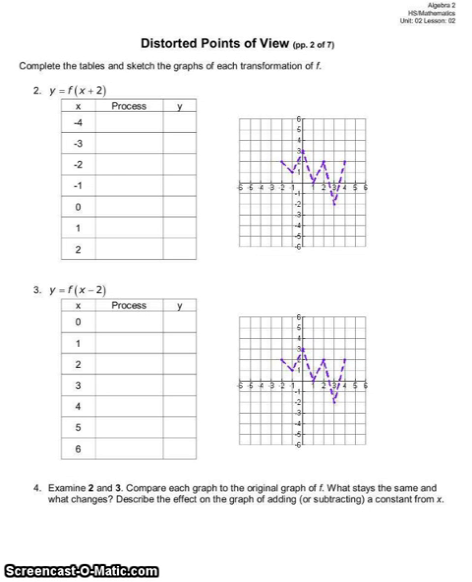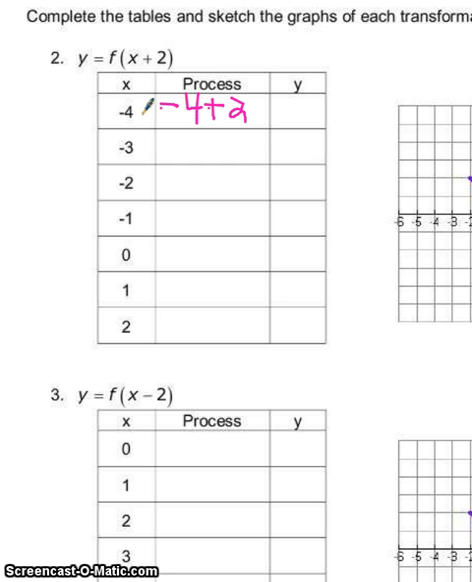Guys, this is very similar to an activity that we have done before, but I want you to notice the process that we actually go through just to make sure you understood how to do this worksheet. So let's look at problem number 2. Problem number 2 says y equals f of x plus 2. So remember, I'm going to take all of my x values and I'm going to plug those in for anywhere I see an x. So here my process is going to be negative 4 plus 2. So once I write negative 4 plus 2, I know that that answer is going to be negative 2.